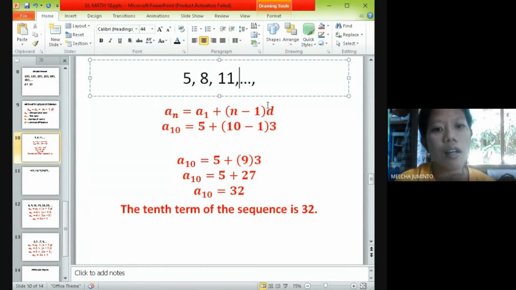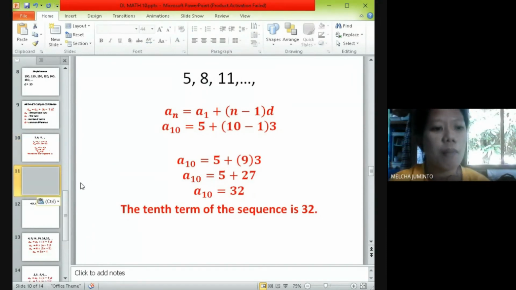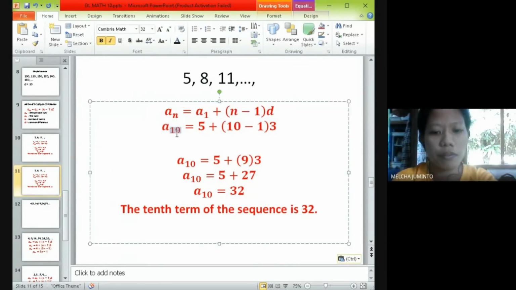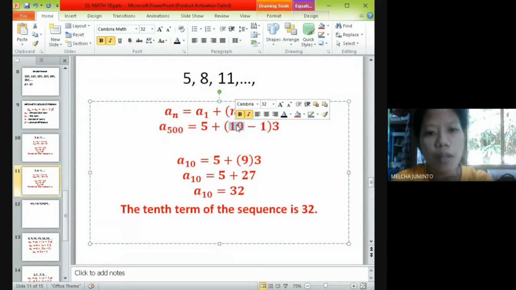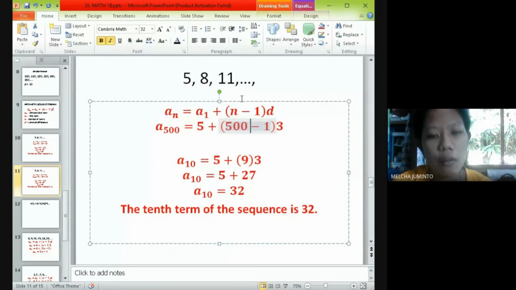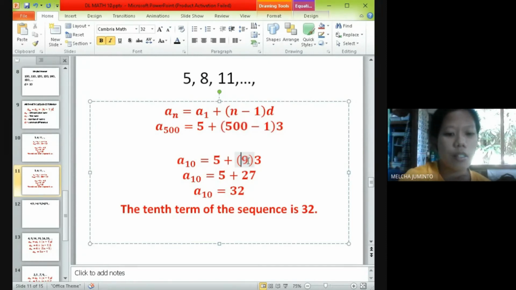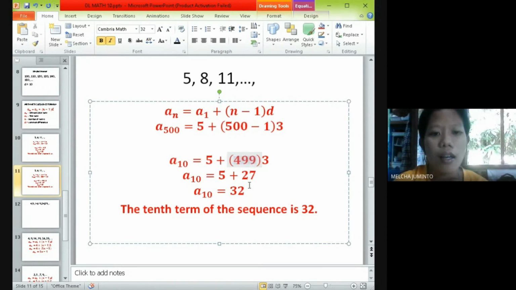Let's try it. Ito kasi ika-10 lang. Medyo madali kung isa-isahin mo. Pero kung hinahanap mo na yung nasa mas malayo pa na position, let's say ika-500, kung isa-isahin mo siya, matagal masyado. Pero kung gagamit ka ng formula, you simply need to replace yung n with 500. Use the same value for the first term, 5, and the same value for d, which is 3. First, you need to subtract 500 minus 1, which is 499. And then we multiply 499 by 3.